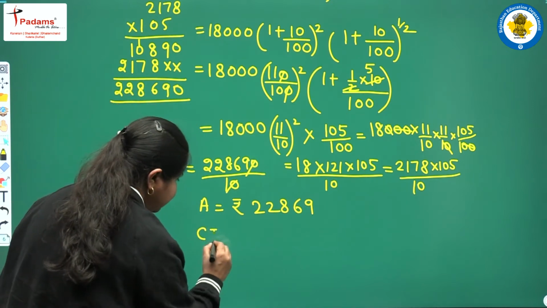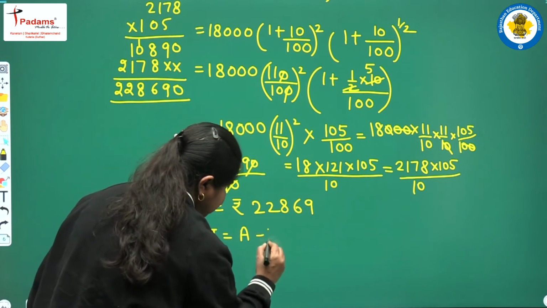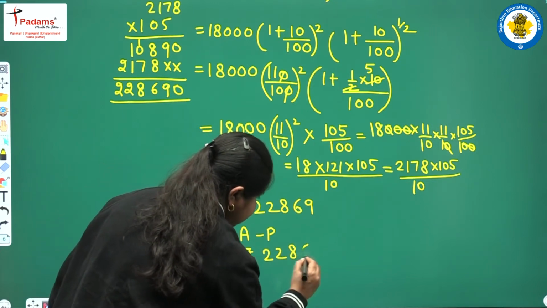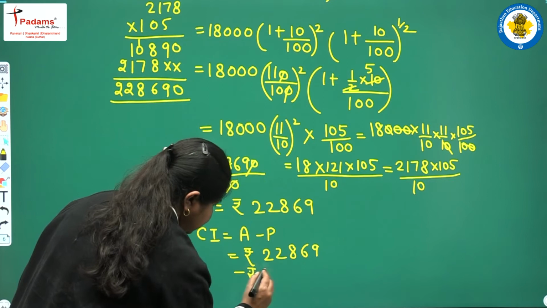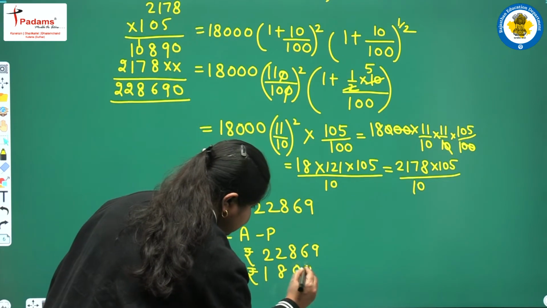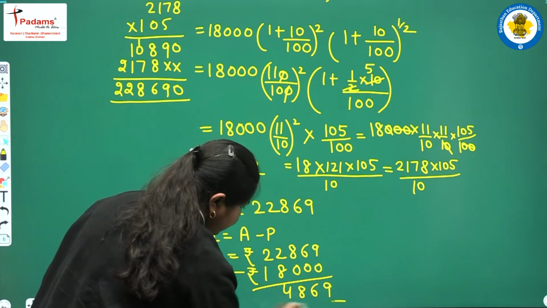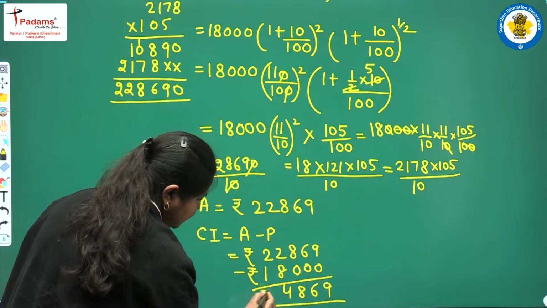Then the compound interest, it is amount minus the principal. This will be rupees 22,869 minus the principal, which is 18,000. Subtract, you will get it 869, and here we have 4. So this is the कंपाउंड इंटरेस्ट.